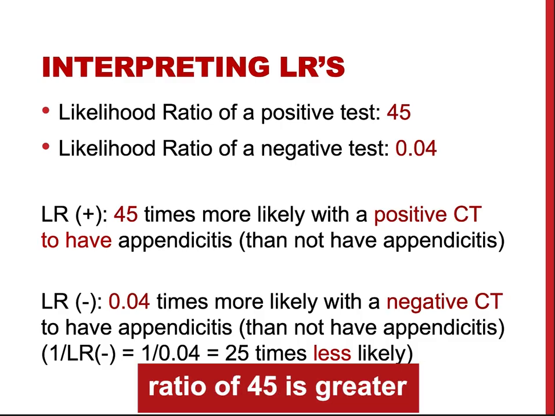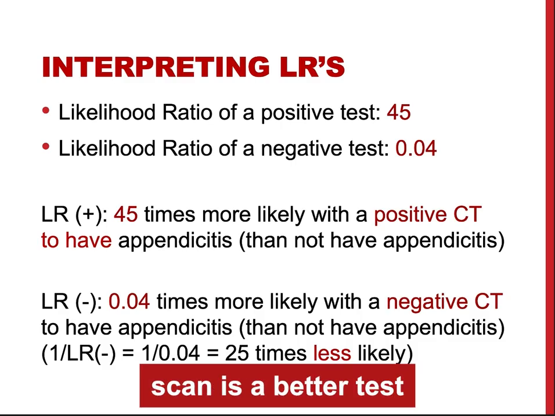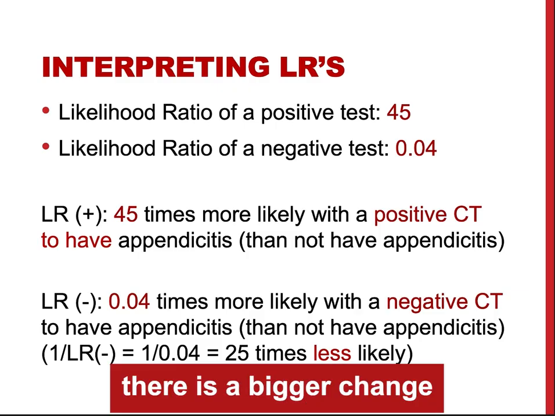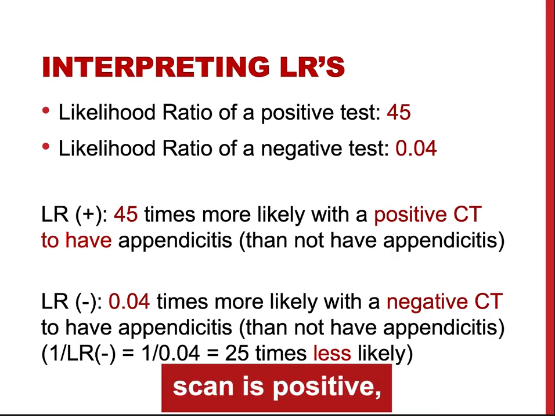A likelihood ratio of 45 is greater than a likelihood ratio of 25, so the CT scan is a better test when it is positive than when it is negative. That is, there is a bigger change from pretest probability to posttest probability if the CT scan is positive than if the CT scan is negative.